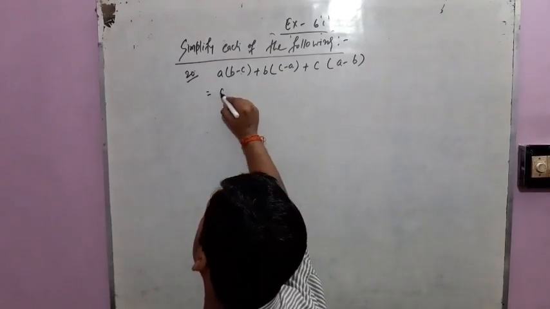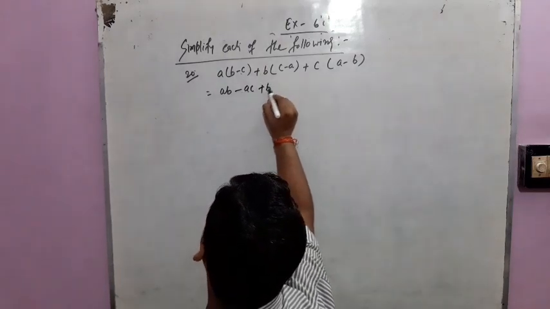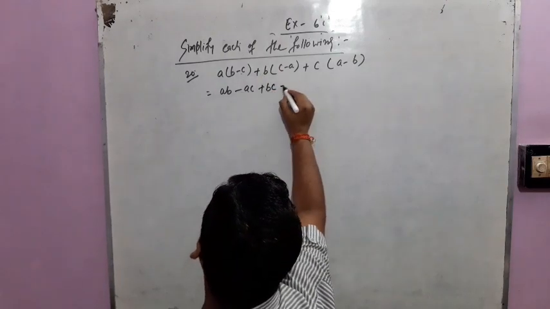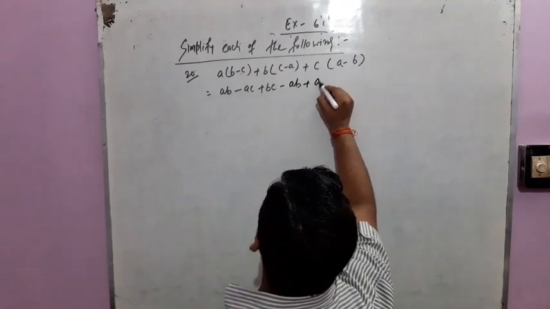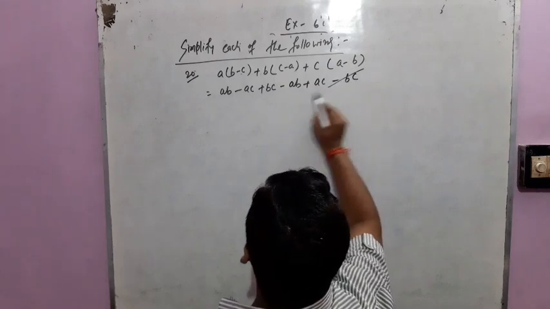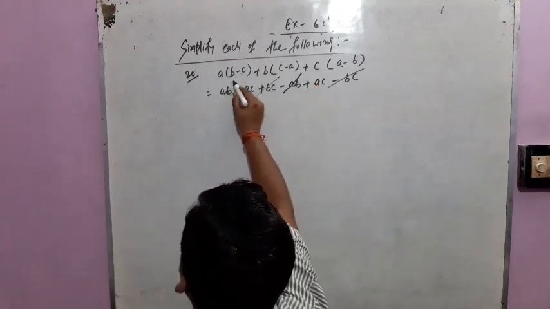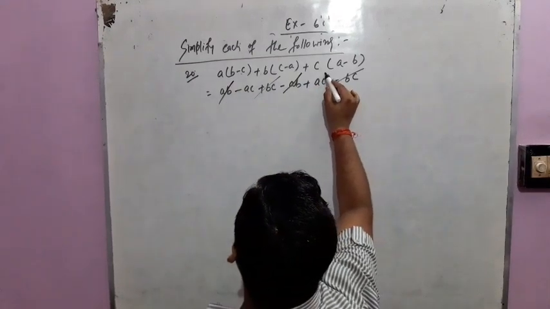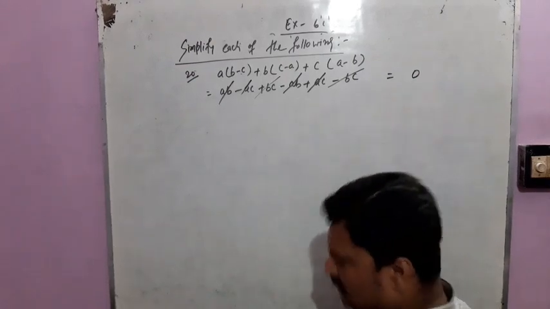So we are solving here, students: AB, A into C, AC, B into C, BC, and plus minus here B into A, AB, plus C into A, AC, and plus minus BC. Now minus BC and plus BC both reduce each other, minus AB and plus AB both reduce each other, and plus AC and minus AC both reduce each other, and the result will be 0.